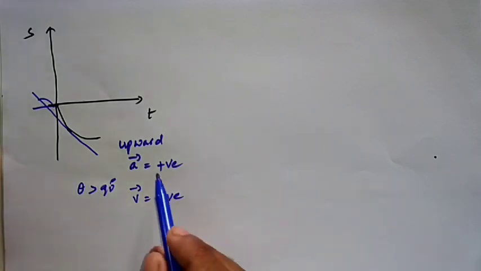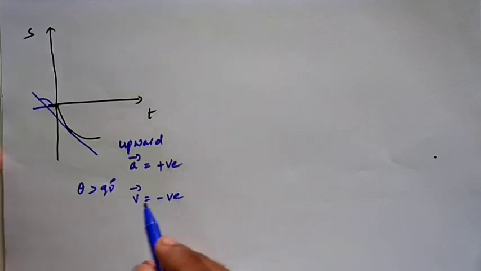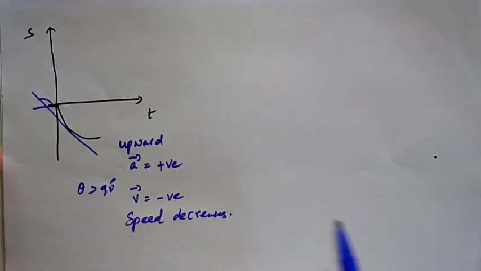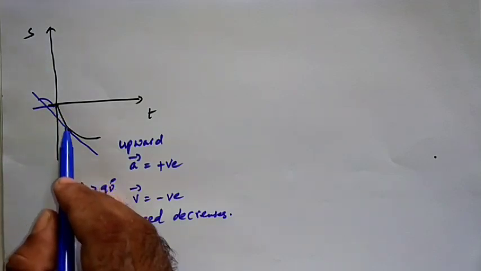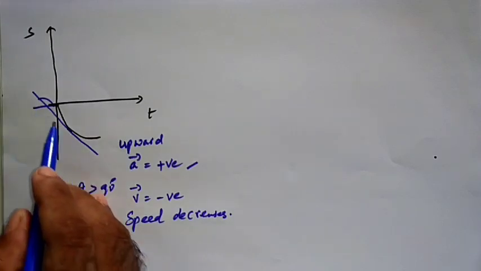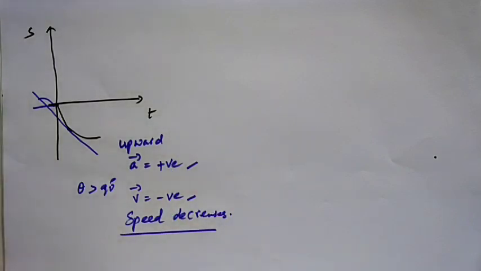What about acceleration? Positive. Velocity? Negative. Are they in the same sign or opposite sign? Opposite sign. Therefore, what is its speed? Speed decreases. Finished. By observing the curve, you can say acceleration. Just by drawing a tangent, you can say velocity. If you observe the signs, you can tell speed. How simple.